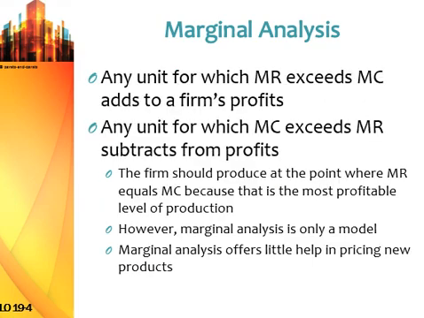And the rule is: any unit for which marginal revenue exceeds marginal cost adds to the firm's profits, and any unit for which marginal cost exceeds marginal revenue subtracts from the profit. So the firm should produce at the point where marginal revenue equals marginal cost, because that is the most profitable level of production. So MR equal to MC is the profit maximizing level of production.